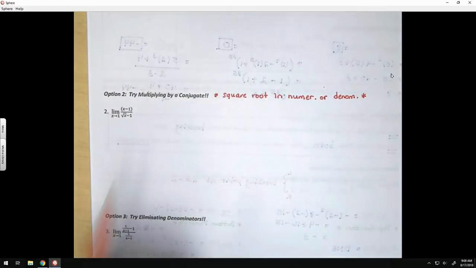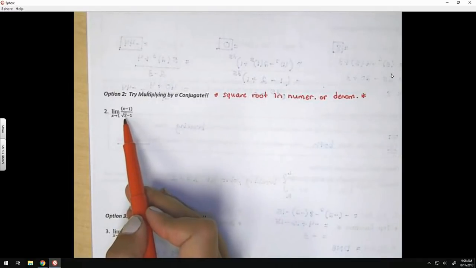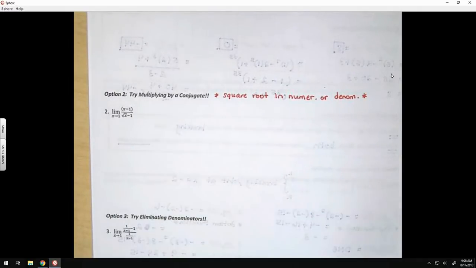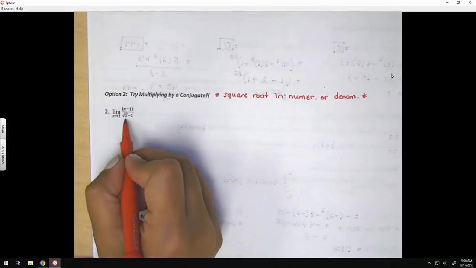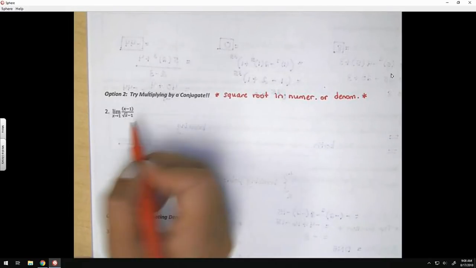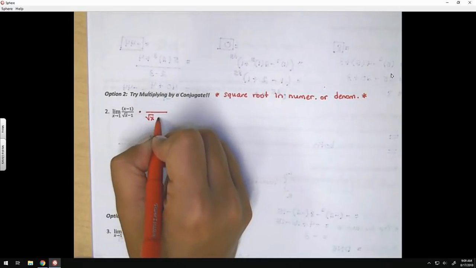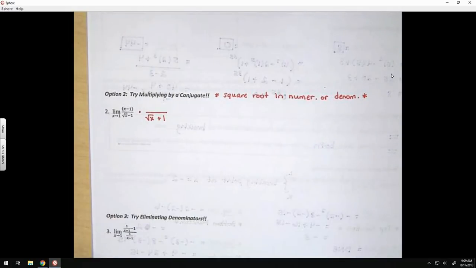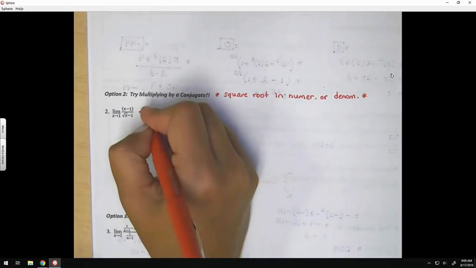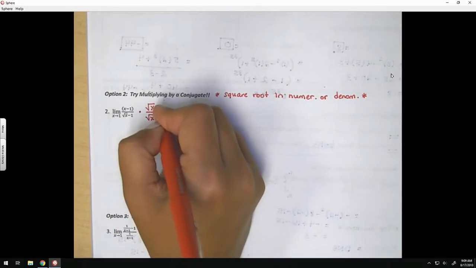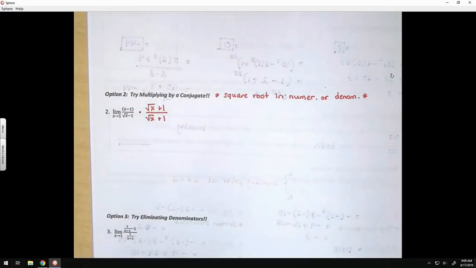So I see a square root in the denominator of this fraction, which is kind of what's telling me I should probably try to multiply by the conjugate. Now here's how a conjugate works in case you need a refresher. The conjugate of the square root of x minus 1 is going to be the square root of x plus 1. And I need to multiply by that conjugate in both the numerator and denominator because that's the rule for multiplying when you have a fraction. You always have to multiply in the numerator and the denominator.